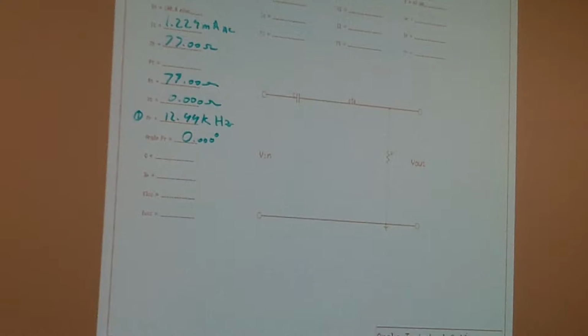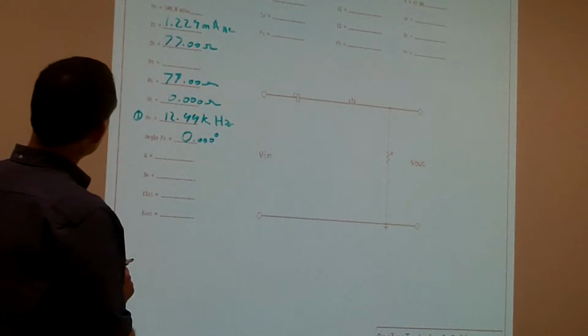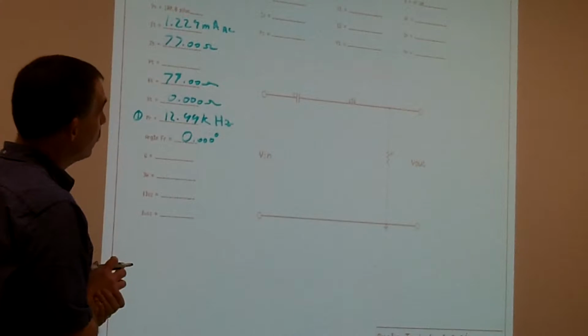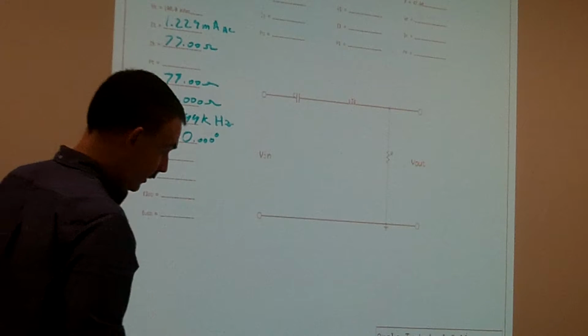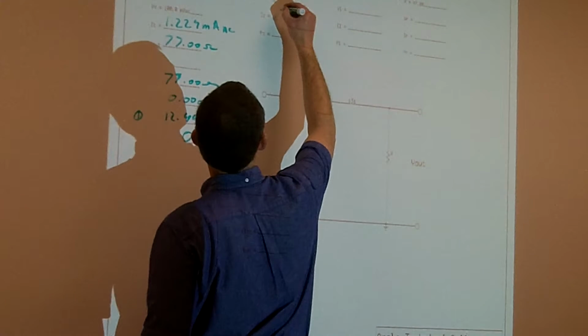Now, once we know we've got our total current, then we know what with our current? It's constant, so we know that it's going to be going across all our components.